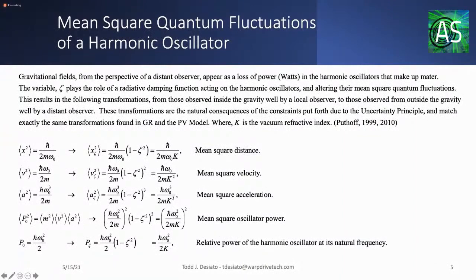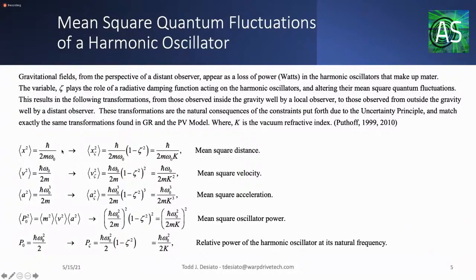So as I was saying, from the perspective of a distant observer, gravity appears as a loss of power in the harmonic oscillators that make up matter. The variable zeta plays the role of a radiative damping function acting on harmonic oscillators and altering their mean square fluctuations. And these fluctuations are the root of what needs to be manipulated.